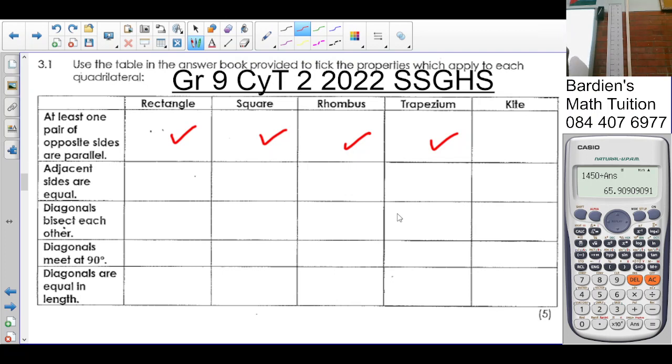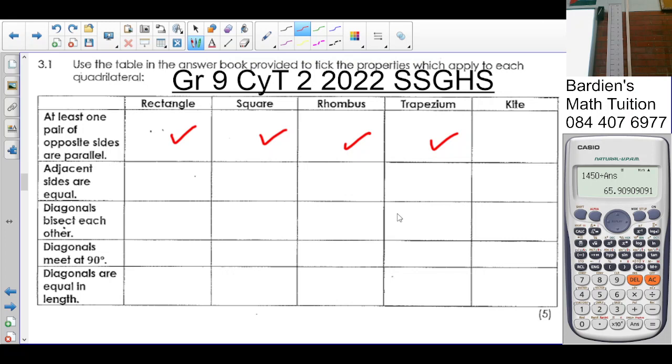Where does it say you can only take one? Use the table in the answer book provided to take the properties which apply to each quadrilateral. So I only take one? At least one.